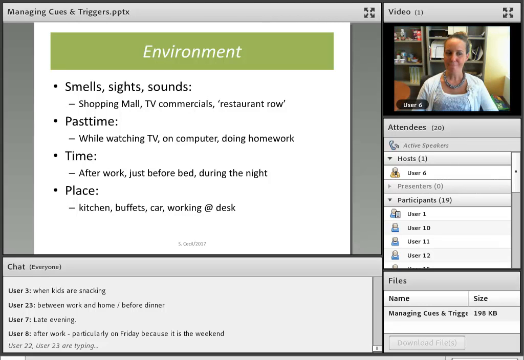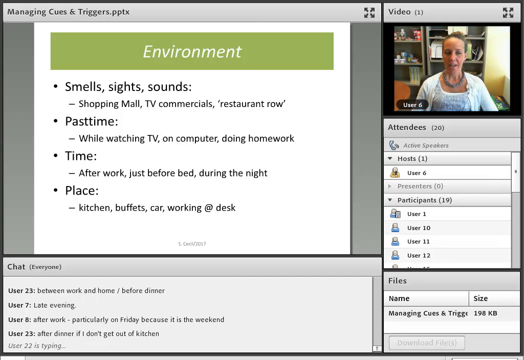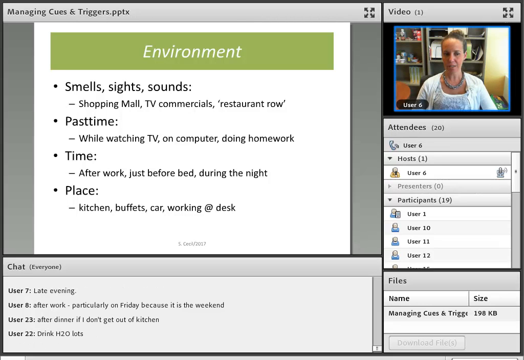Late in the evening, after work, particularly on Friday because it's the weekend, I certainly struggle with that too. And then after dinner, if I don't get out of the kitchen, continuing to sort of pick at those leftovers, that sort of thing. And then there's a recommendation of drink a lot of water to sort of help manage those things, which I think is great.